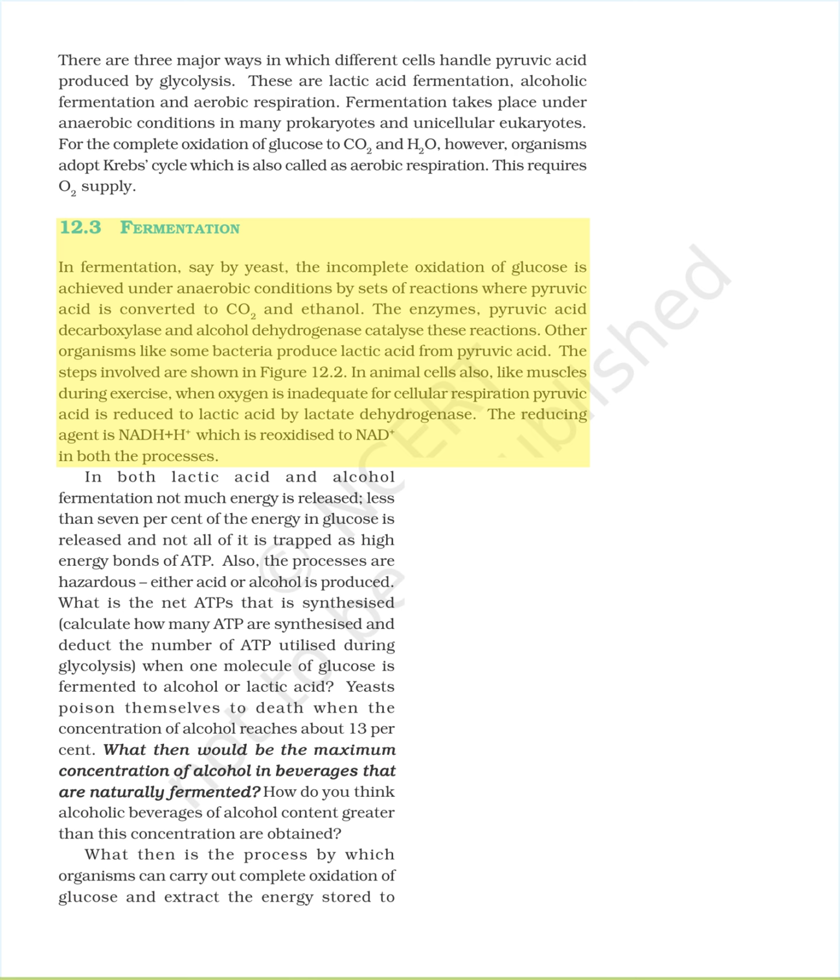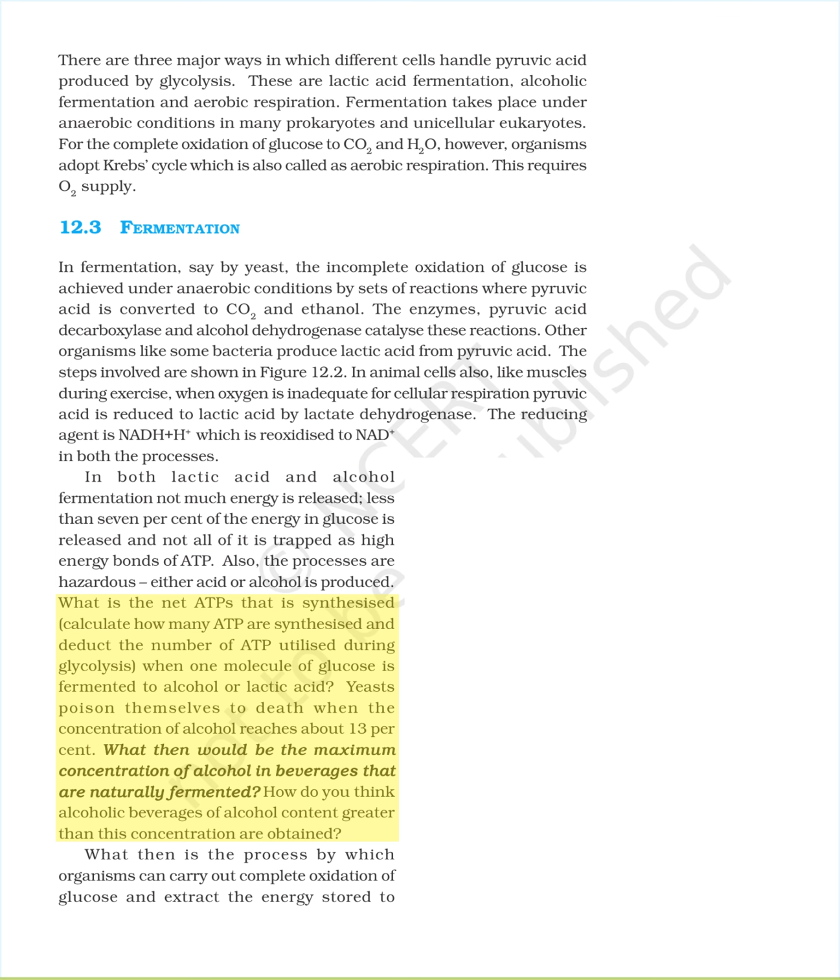In animal cells also, like muscles during exercise, when oxygen is inadequate for cellular respiration, pyruvic acid is reduced to lactic acid by lactate dehydrogenase. The reducing agent is NADH plus H+, which is reoxidized to NAD+ in both the processes. In both lactic acid and alcohol fermentation, not much energy is released. Less than 7% of the energy in glucose is released, and not all of it is trapped as high-energy bonds of ATP. Also, the processes are hazardous, as either acid or alcohol is produced.